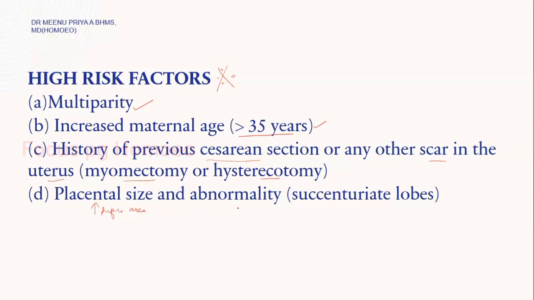That becomes a high risk factor. And abnormality of placenta, so some succenturiate lobes. If this is present in placenta, it is a high risk factor. Smoking is a high risk factor, and prior curettage is a high risk factor.